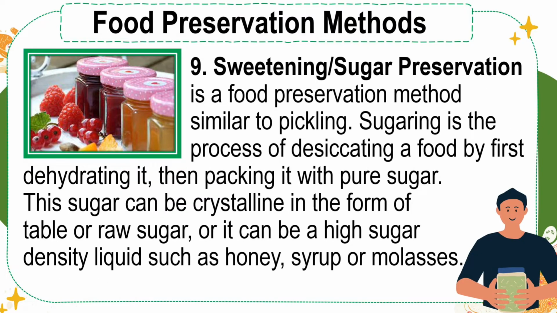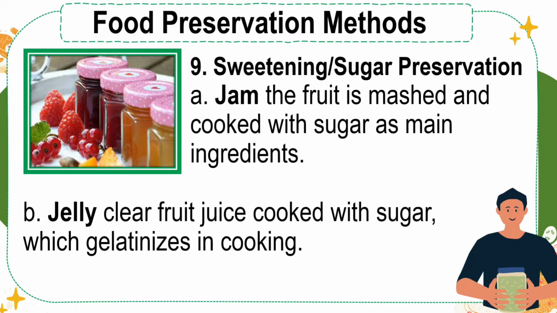Next, we have sweetening, or sugar preservation. It is a food preservation method similar to pickling. Sugaring is the process of desiccating a food by first dehydrating it, then packing it with pure sugar. This sugar can be crystalline, in the form of table or raw sugar, or it can be a high sugar density liquid such as honey, syrup, or molasses. Jam is fruit that is mashed and cooked with sugar as the main ingredient. Jelly is clear fruit juice cooked with sugar, which gelatinizes in cooking.